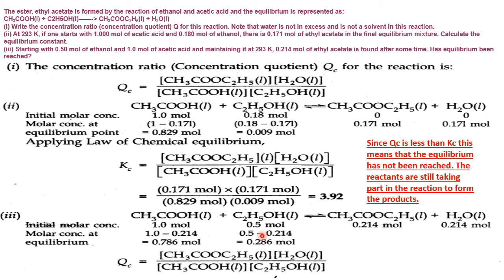The numerator is less. When the numerator is less, products are less. When the products are less, what is the meaning? That it has not reached the equilibrium. Equilibrium is reached when Kc becomes equal to Qc. So because Qc is less than Kc, it has still not attained equilibrium. Reactants are still taking part to attain the equilibrium, to give the products. Okay, right.